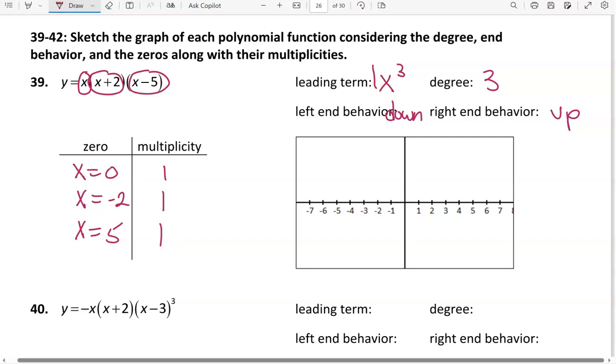So each of these zeros can be graphed as x-intercepts. And then our right-hand behavior is up, and since they're all multiplicity 1, the graph just passes through going up and down through each zero.